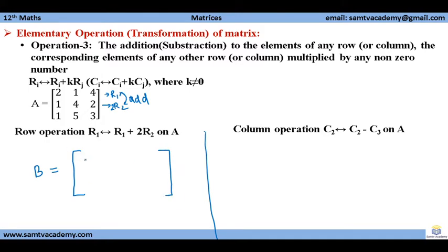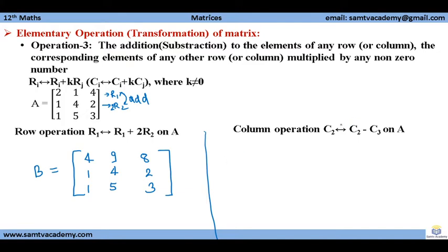So what will R1 become? R1 will become R1 plus 2R2. So 2 plus 2 will become 4. Similarly, the next element, 1 plus 8, will be 9. The last element, 4 plus 4, is 8. Now the next row will remain the same, 1, 4, 2, and R3 will also remain the same, 1, 5, 3.